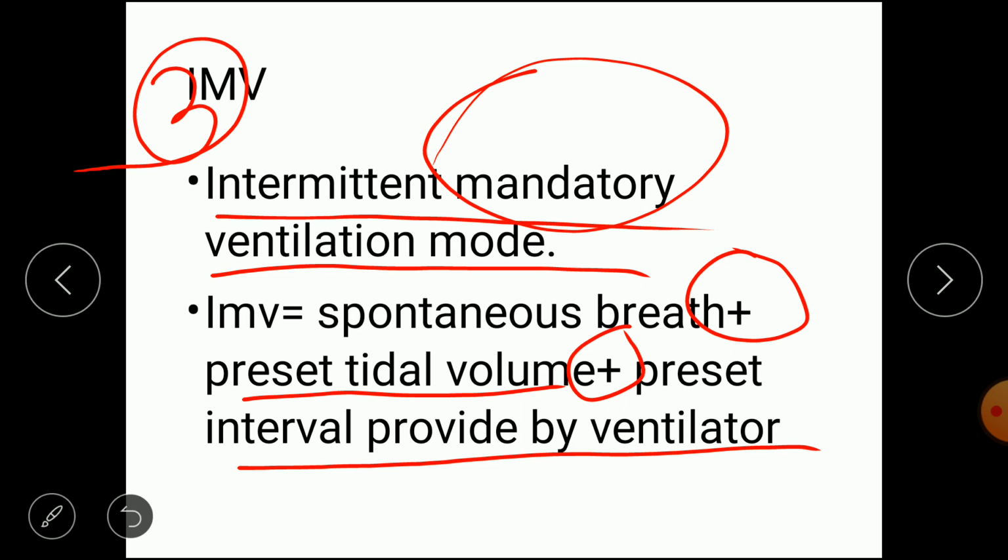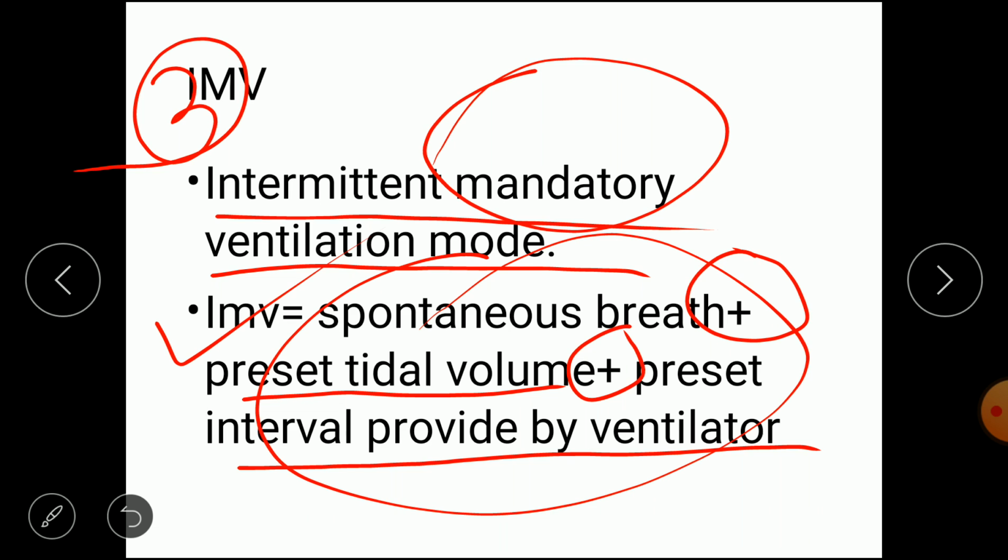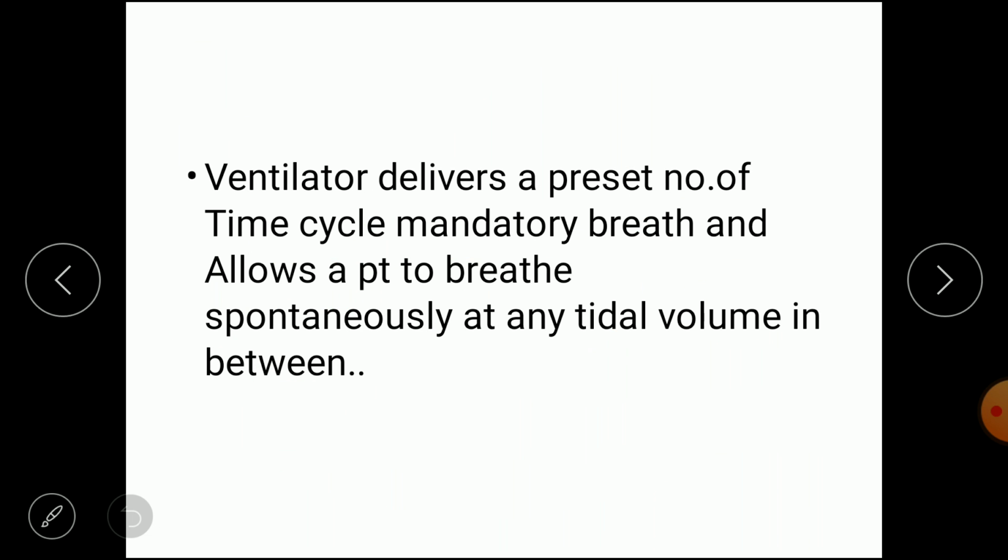First of all, the patient can breathe spontaneously. If the patient wants to breathe, the patient can breathe spontaneously. Then the machine can set a tidal volume that is provided through the machine into the patient's lung. Then a preset interval is provided by the ventilator. So this three-part combination is generally present in IMV mode. The ventilator delivers a preset number of time cycles.